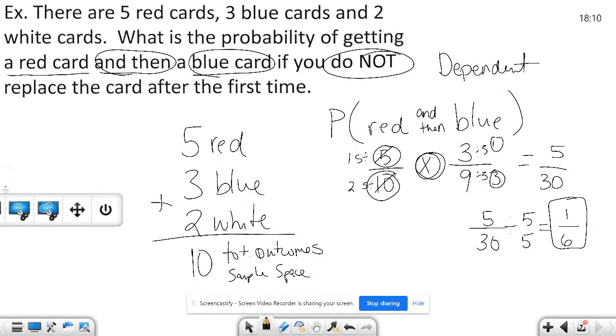So there's a quick overview of probability. Use these tools to help you with the unit.